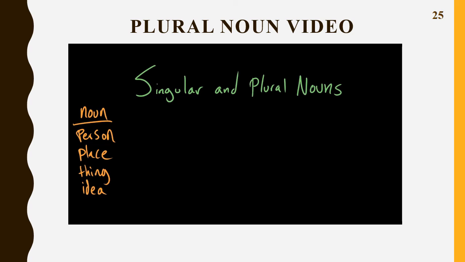And in English, we can figure out, just by looking at a noun, whether or not there is one of something, whether it's singular, or whether or not there is more than one of something. And there's an easy way to tell the difference between singular and plural. If you break the words down, singular contains the word single. Single means there's only one of it.